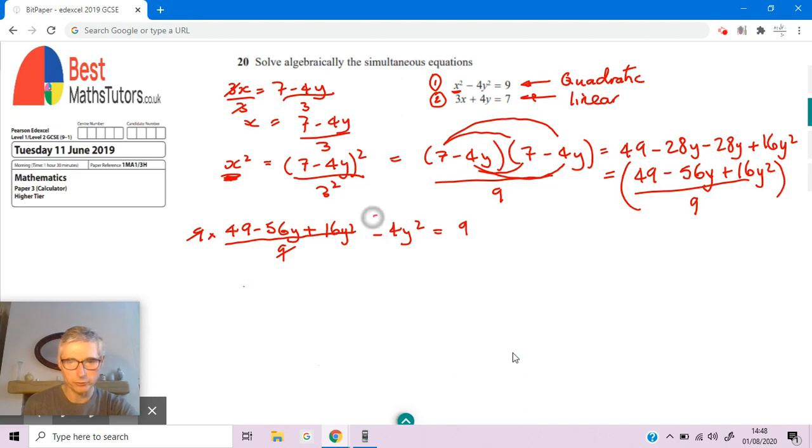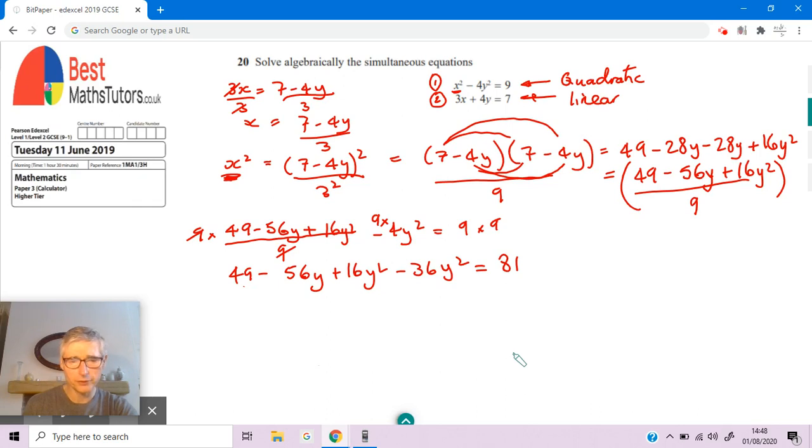But I'm also going to have to multiply the 4y squared by 9 and also the 9 by 9. So what I'm going to end up with is 49 minus 56y plus 16y squared, and then 9 times 4y squared is going to be minus 36y squared, and then 9 times 9 is 81. So I'm just going to tidy all this up a little bit.